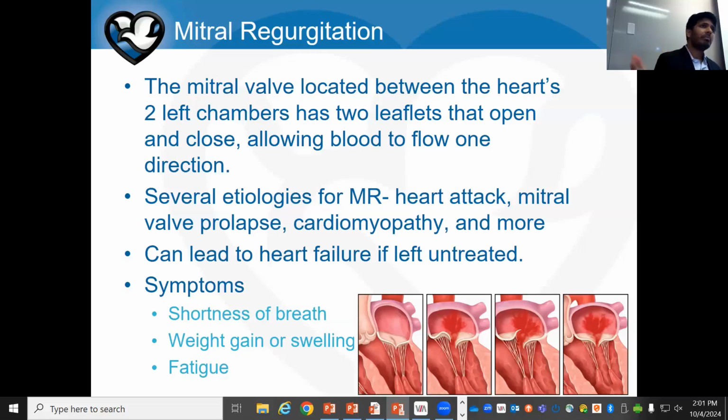And then in secondary mitral regurgitation, where the valve leaflets are fine, but the top or bottom chambers are not working well, in those patients, MitraClip or transcatheter therapies are actually the first line instead of open heart surgery.